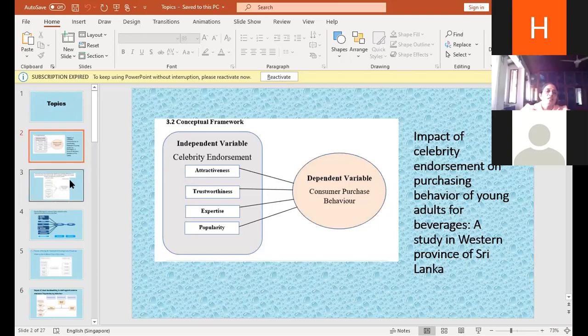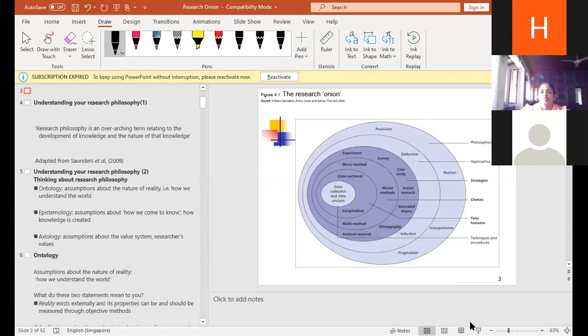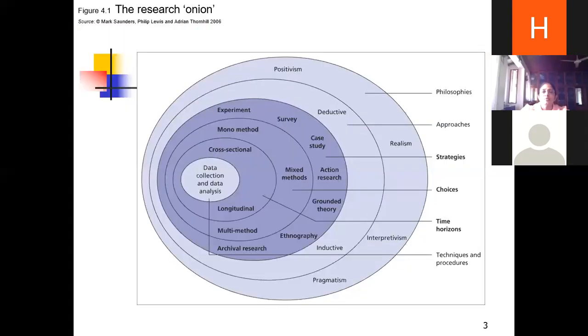So then again, I'm coming back to the research onion. Right, here you are. You tell me, what are you going to have as your philosophy, as your approach, and then the strategy and the choice. What is your philosophy?